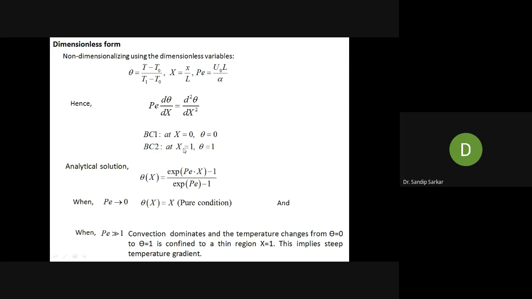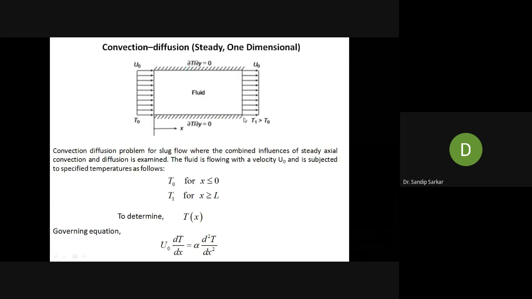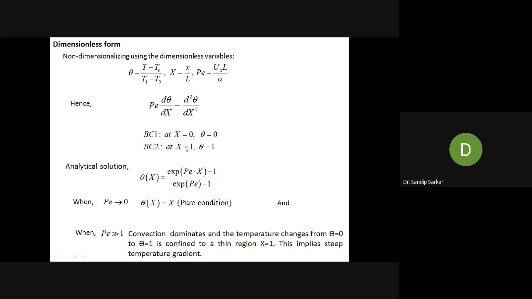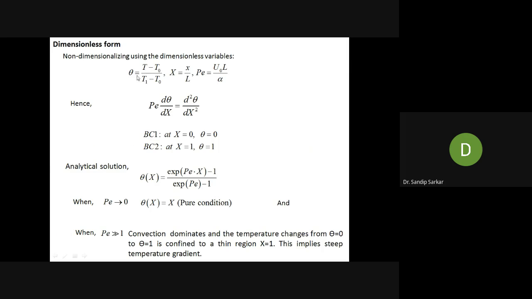And at x equal to L, that is the outlet of the domain, your capital X equal to 1. If you put small x by capital L, your capital X will be 1. And the temperature is T1. That means if you put T1 here, theta will be 1. This is the boundary condition. Boundary condition 1, at capital X equal to 0, theta equal to 0. And at capital X equal to 1, theta equal to 1. These are the two boundary conditions at the inlet and outlet of the domain.